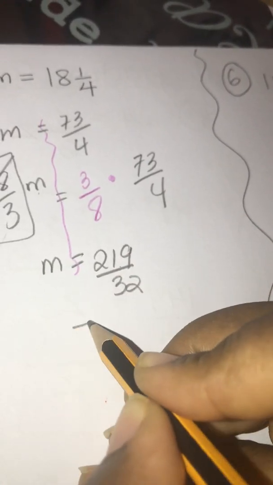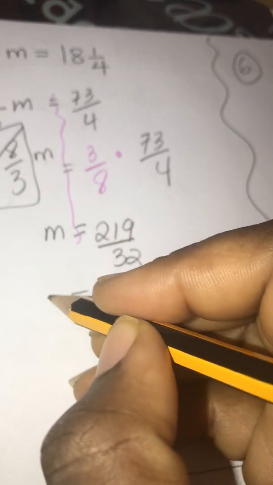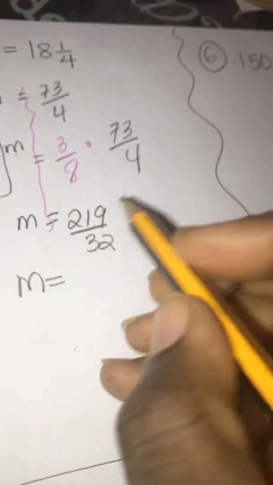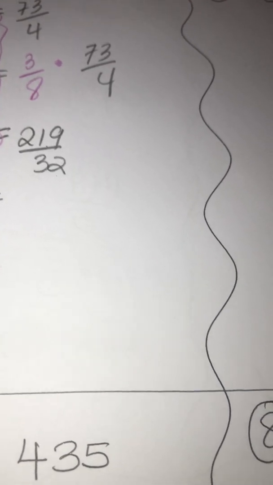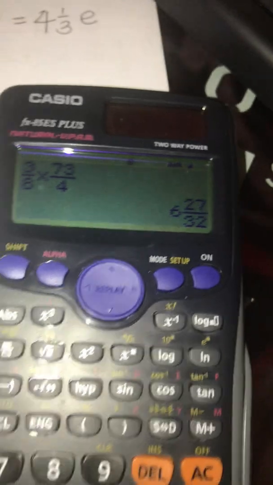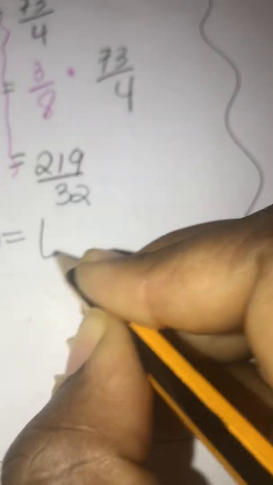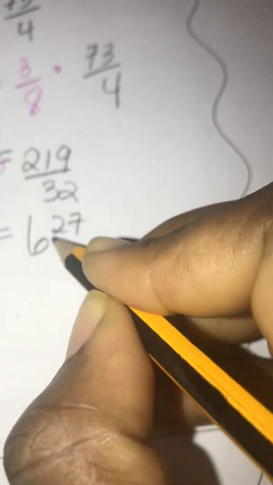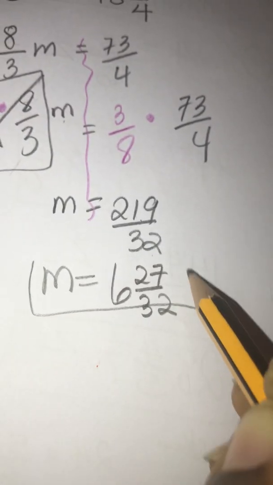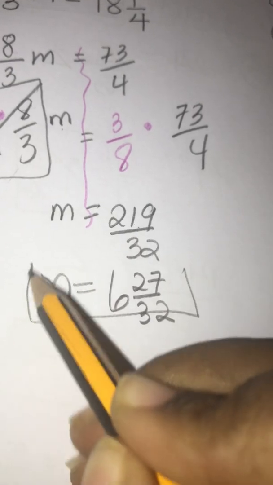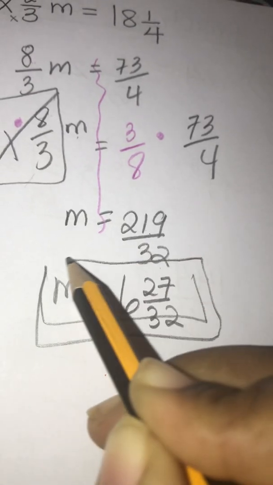Then you have to change this to a mixed number. So you will write m equals 32. So that will be, how do I change that? Shift, and I press the SD, and there I get 6 and 27 out of 32, and I box my answer. Sorry, my box has to go down. Box my answer.